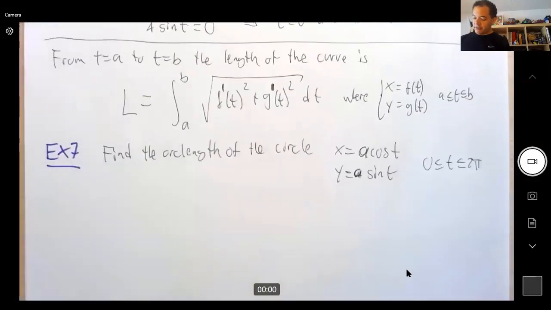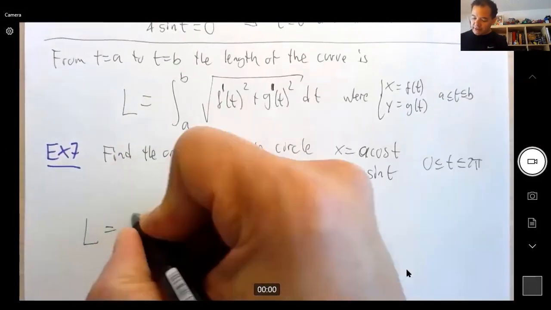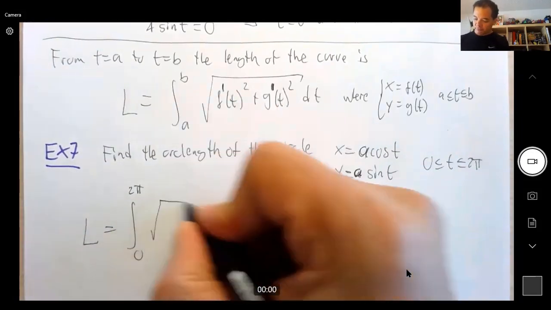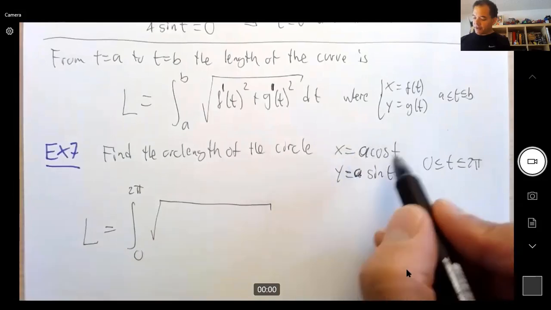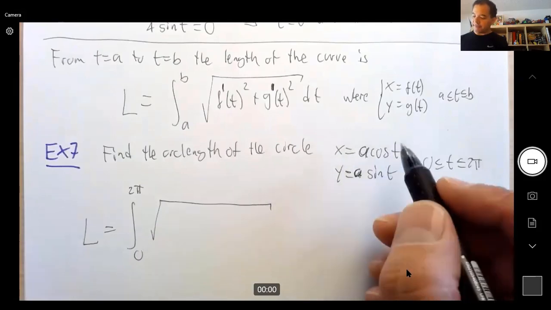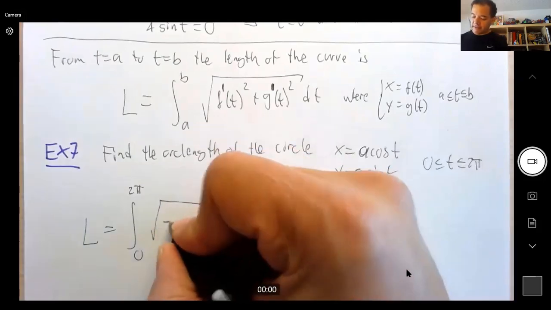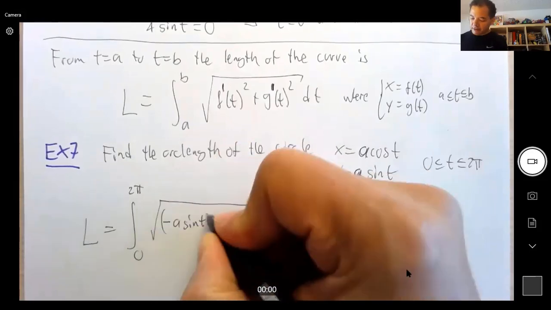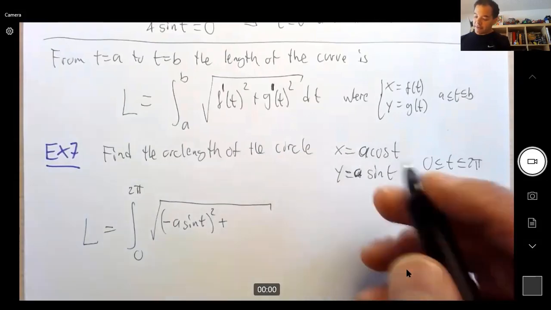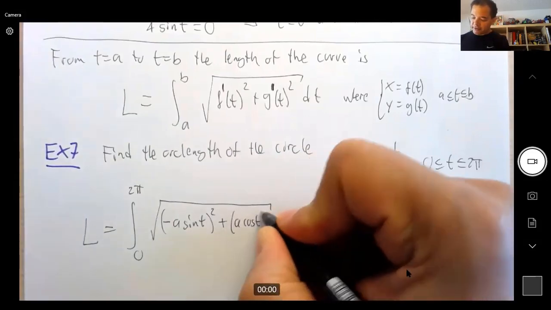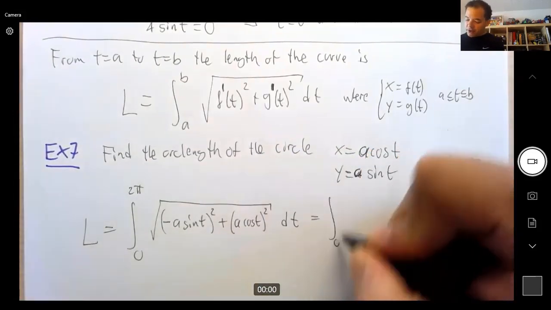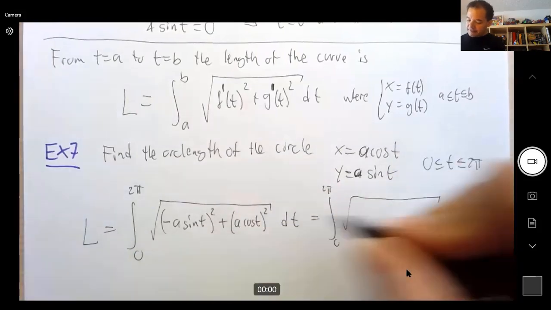So how do we do it? Well, here's how we do it. We need to integrate from 0 to 2 pi the square root of, what's the derivative of the x function? Well, the derivative of a cosine t is negative a sine t. We're going to square that. Then plus the derivative of the y function. The derivative of the y function is a cosine t, squared. And here we're super lucky because this simplifies incredibly.